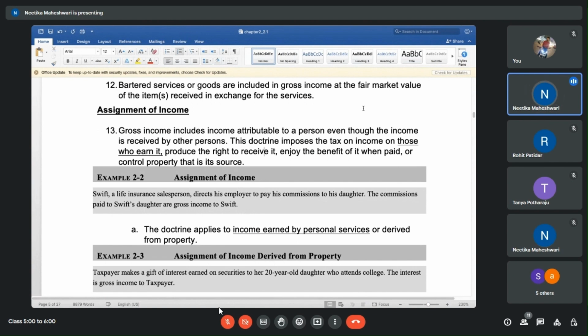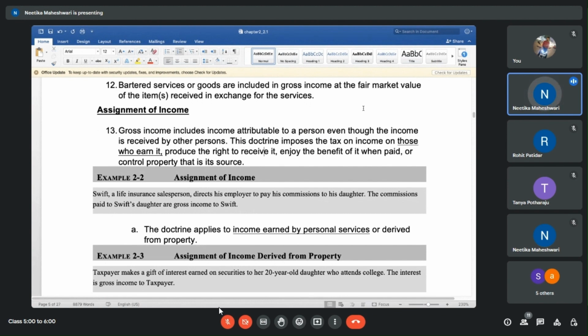The person who has provided the service has earned it. That person should be paying taxes. Now, if that person says, well, I don't want this, you give it to so-and-so on my behalf, that's a separate transaction that the IRS doesn't care about. You can do whatever you want. If you have earned the money, you can give it to anybody you want to.